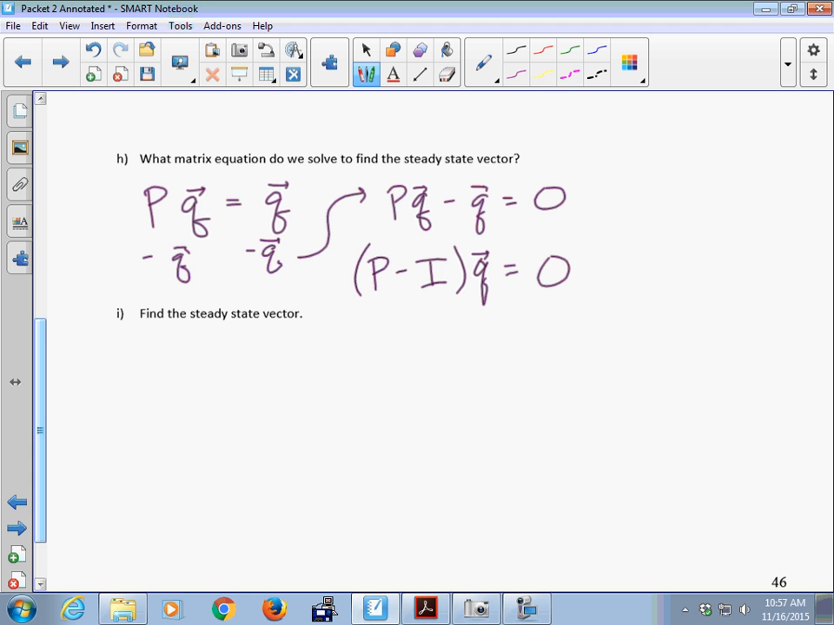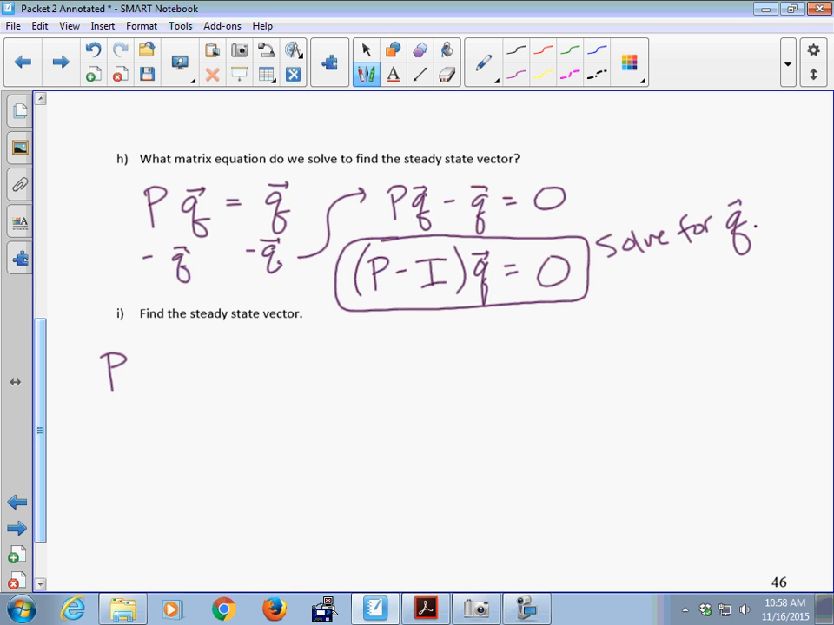All right, so I'm trying to solve for Q. This is the matrix equation I want to solve. I haven't solved it yet, but H just asked what equation I solve. Solve for Q. I know what P is, the stochastic matrix. We figured it out in part A. And the identity matrix, we know what that is. So I know everything except for Q, and I can solve for it.